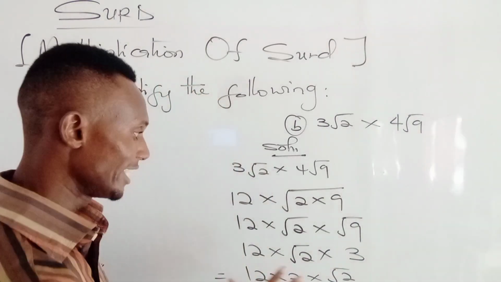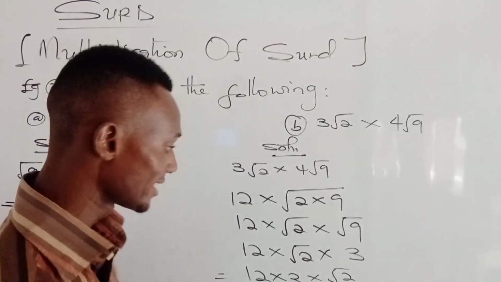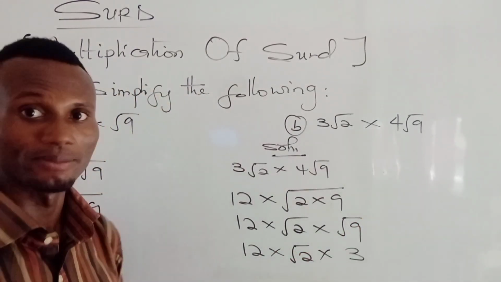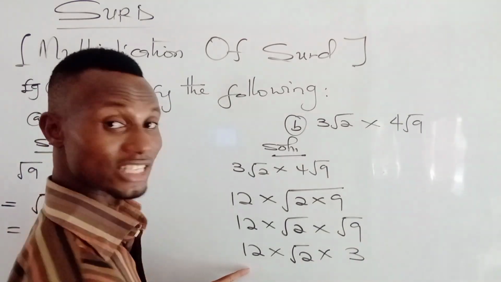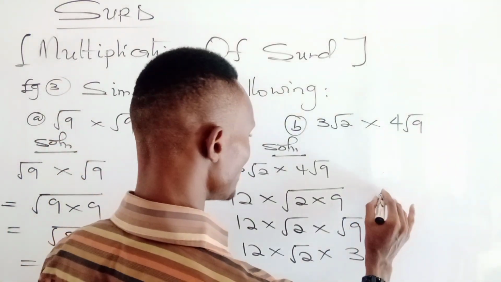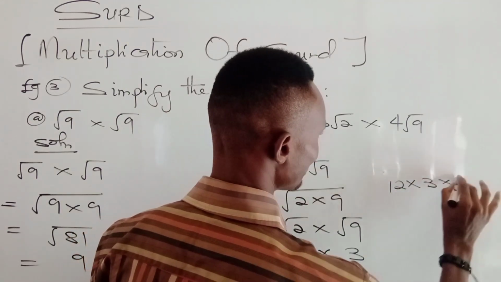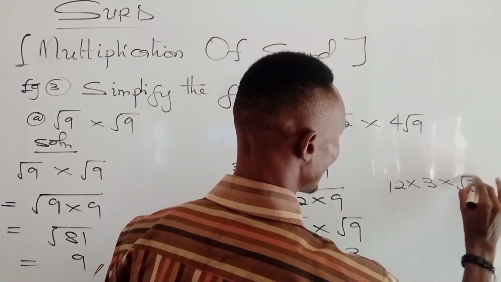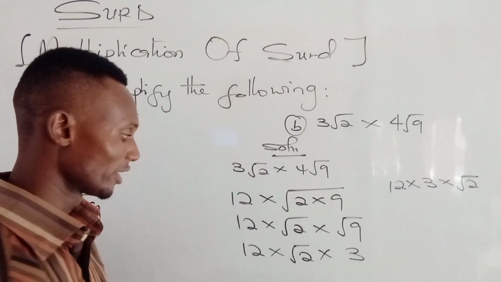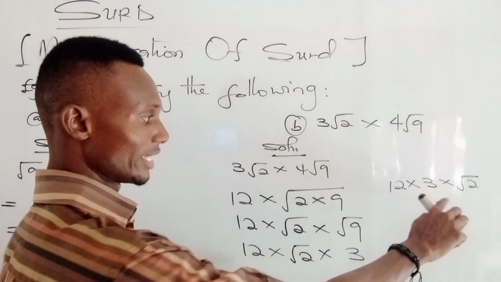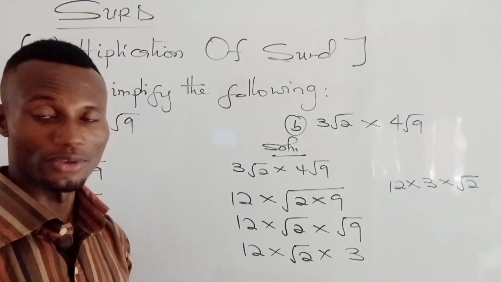It's not clear from here, so let me clean it and write it here so that you can see it well. I'm going to continue from this side. From here I want us to group like terms, so it's going to be 12 times 3 times root 2. I hope you agree with me up to this point. This is the 12 times the 3 that I have, then times the root 2. We just group like terms.